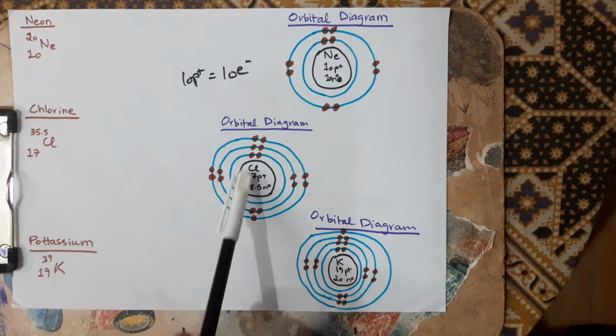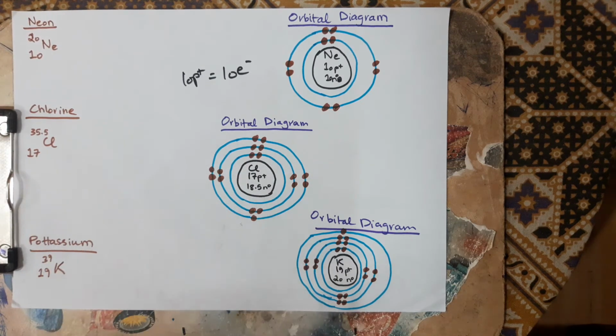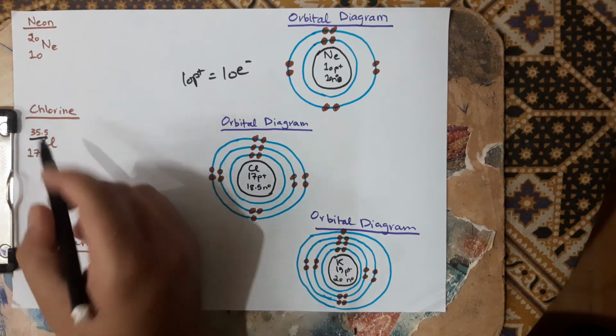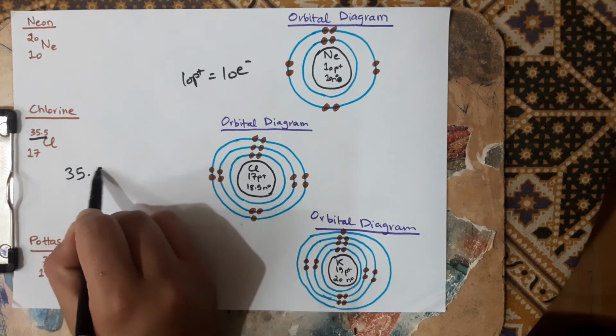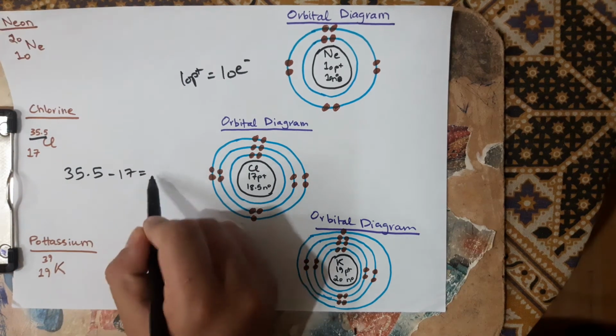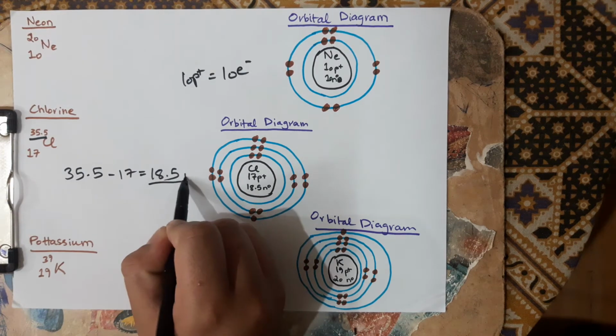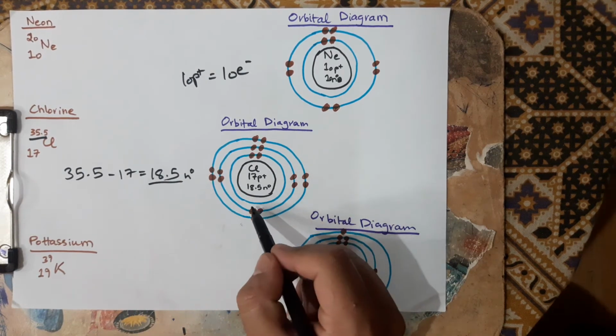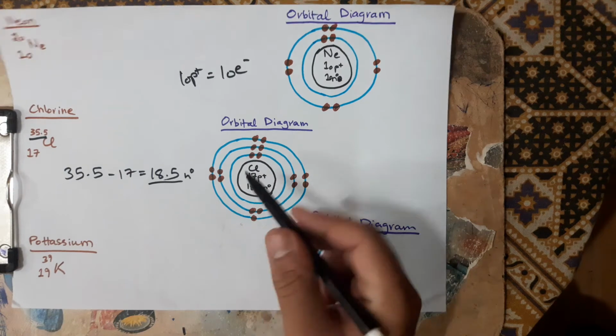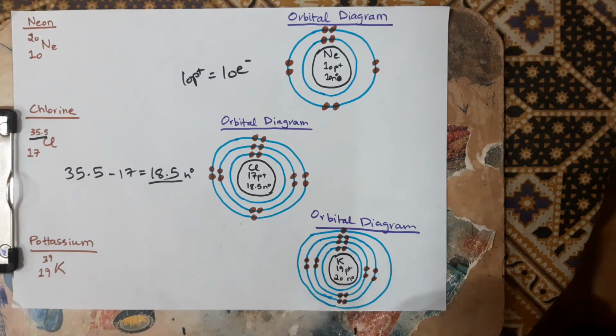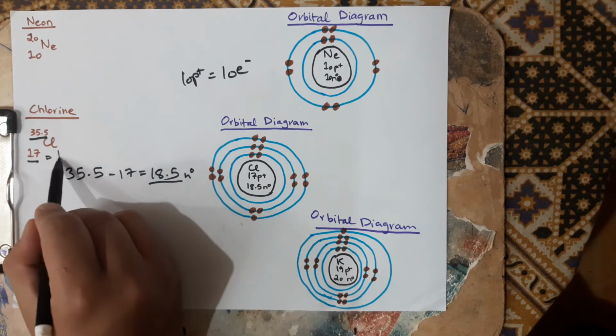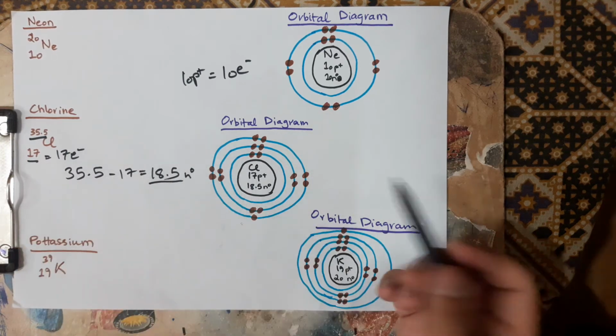For chlorine, Cl, 17 protons, and 35.5 is your mass number. So 35.5 minus 17 is equal to 18.5 neutrons. So you have to list it down like this, 18, and then you have to draw a nucleus, and then 17 protons, so 17 electrons, you have to draw 17 electrons.